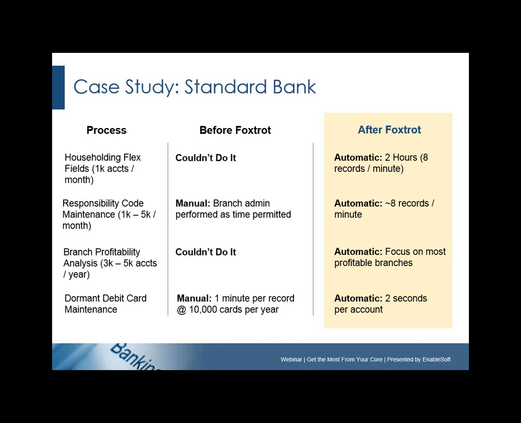And at the end of the month, I will run a report to see which customers have that flex field. I use Foxtrot to build a block to charge all these accounts the $5 fee, and then I go back out onto the account and I delete the flex field so that it may be added for the next month. And those are just a few examples of the way that we use Foxtrot here at the bank.